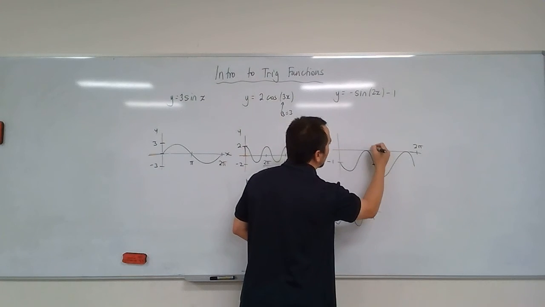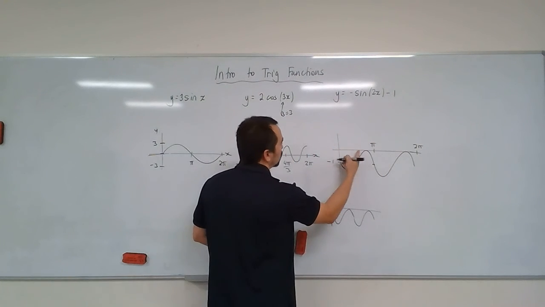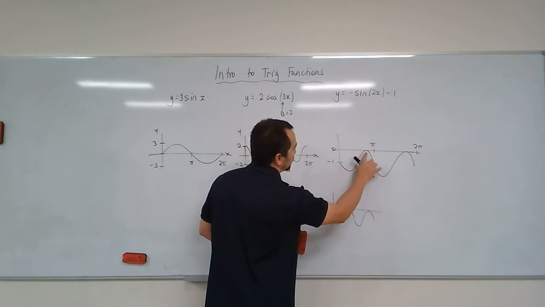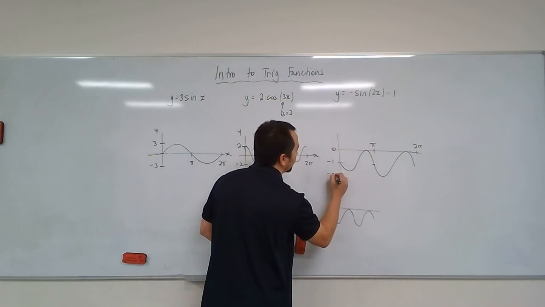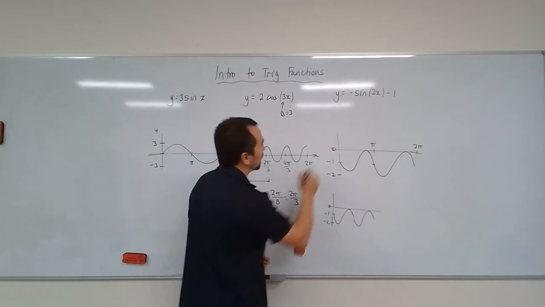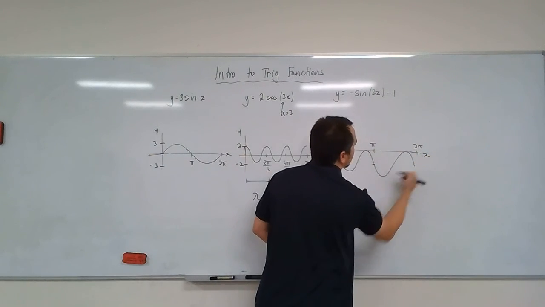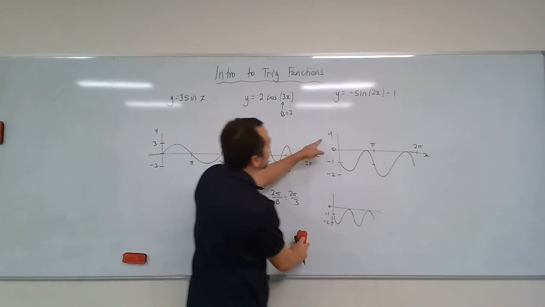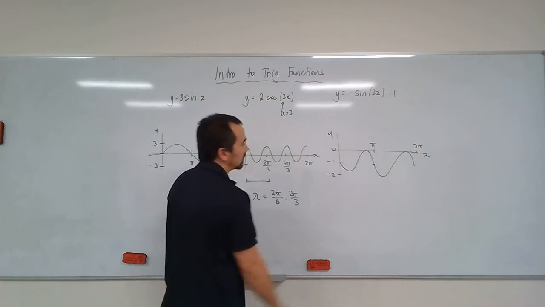Halfway is here at pi. Its trough is at 0. Its equilibrium is negative 1, and its peak was at 0. Its trough is at negative 2. Okay, y-axis, x-axis, and that's it. That is the graph y is equal to negative sine 2x minus 1.